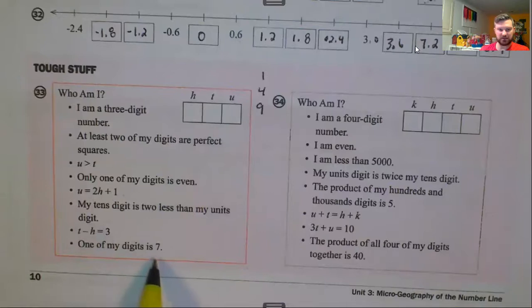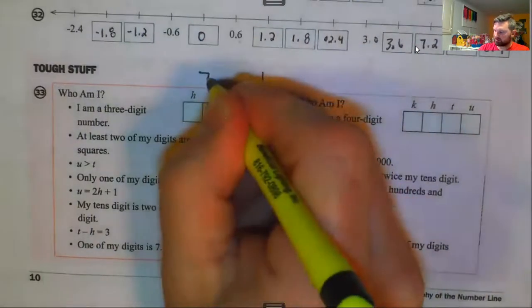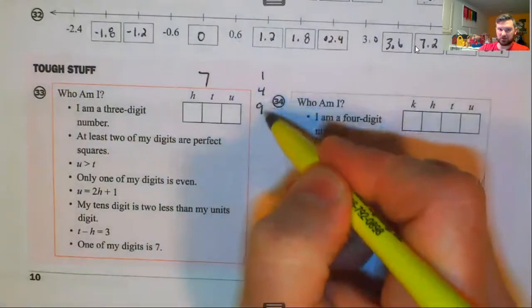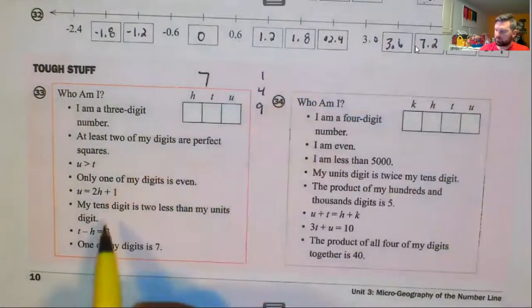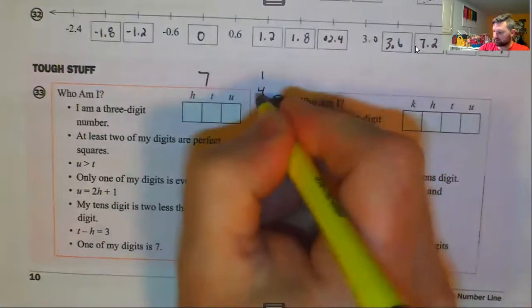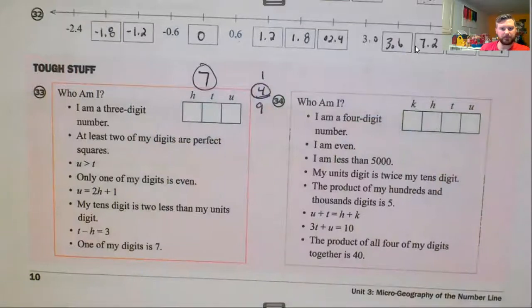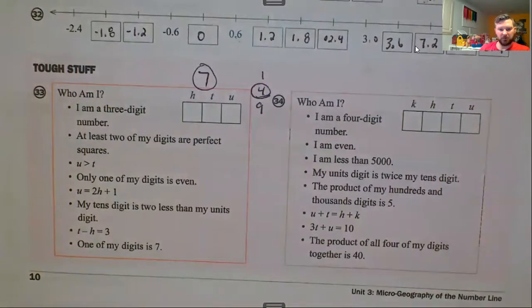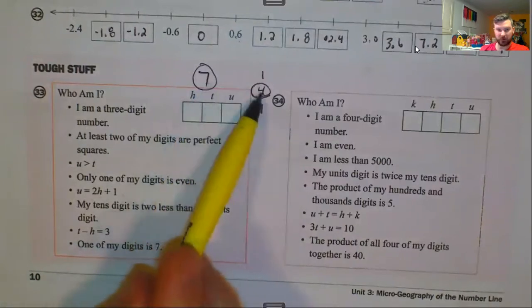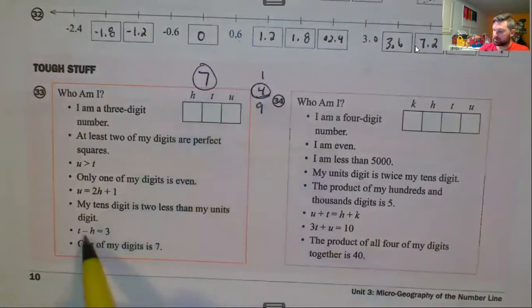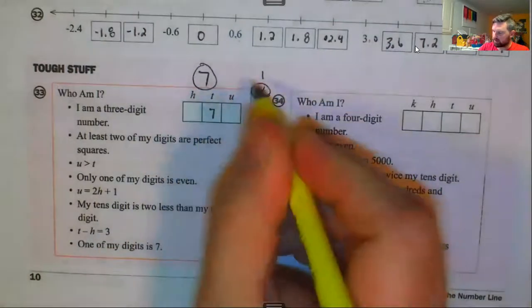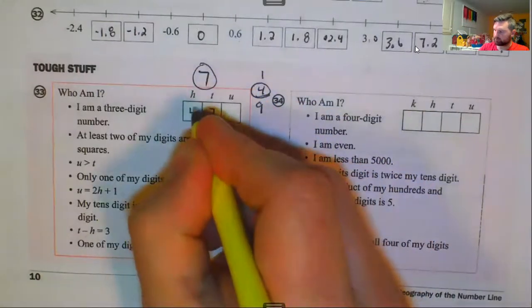1 of my digits is 7. Well, 1 digit is 7, and then 2 of the digits are over here. But remember, 1 of the digits is even. So 7 has to be a number, and 4 has to be a number. If you look right here, my tens digit minus my hundreds digit is 3. 7 minus 4 is 3. So my tens digit would be 7. My hundreds digit would be 4.